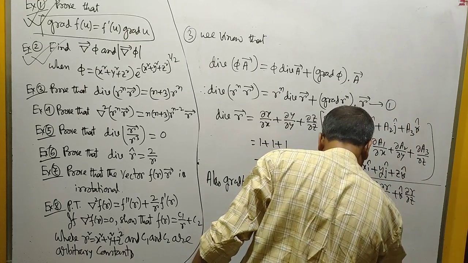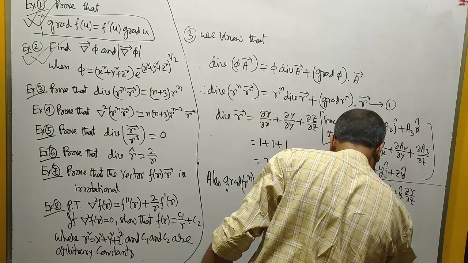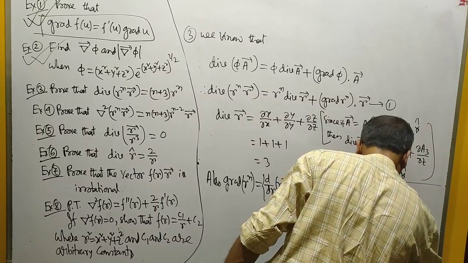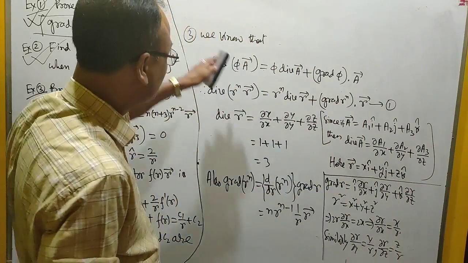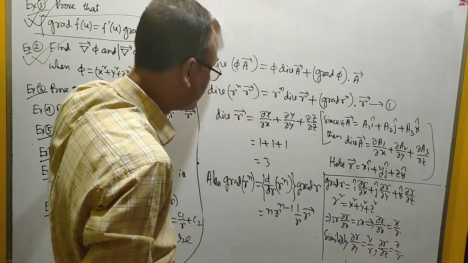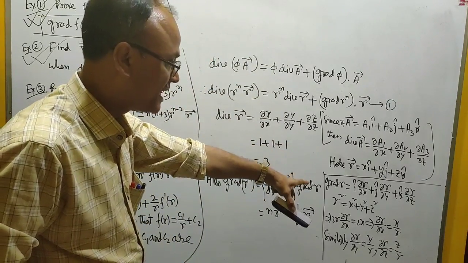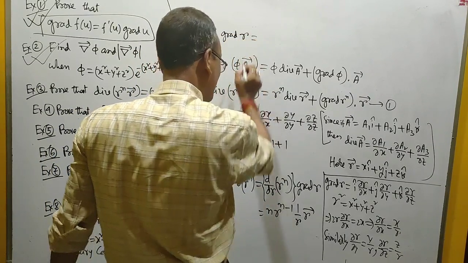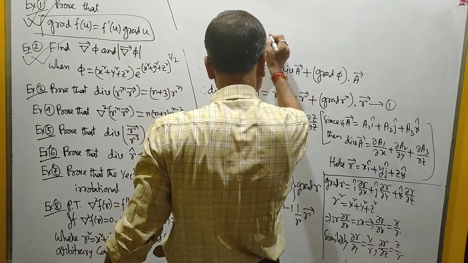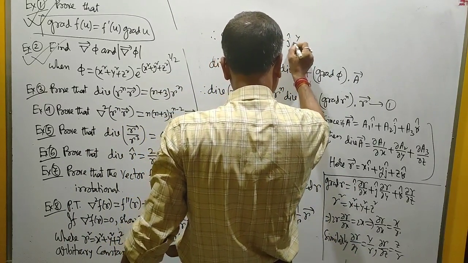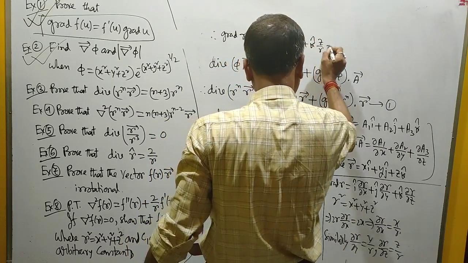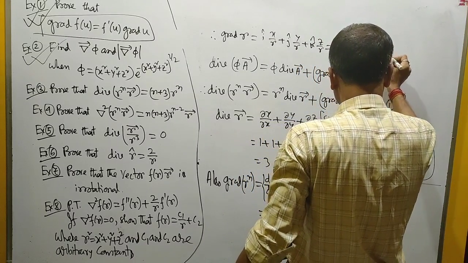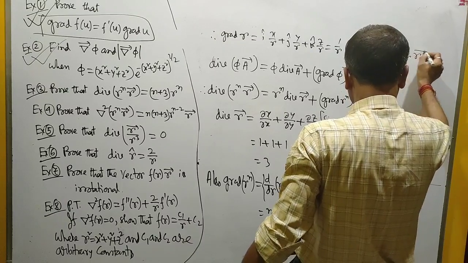Similarly, del r by del y equals y by r, and del r by del z equals z by r. Therefore, gradient of r equals i cap x by r plus j cap y by r plus k cap z by r. Taking 1 by r as common, it will be x i cap plus y j cap plus z k cap, equal to 1 by r times the vector r.